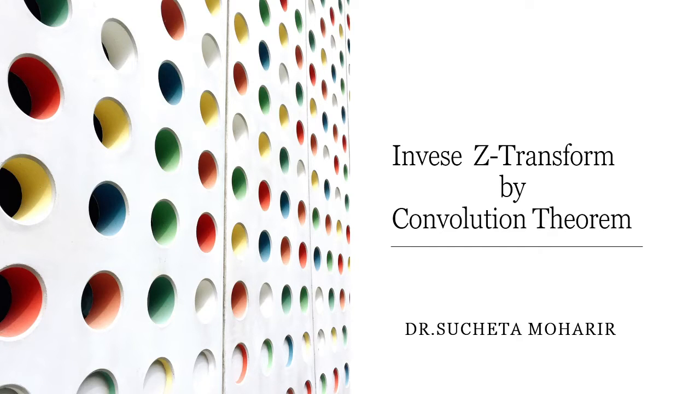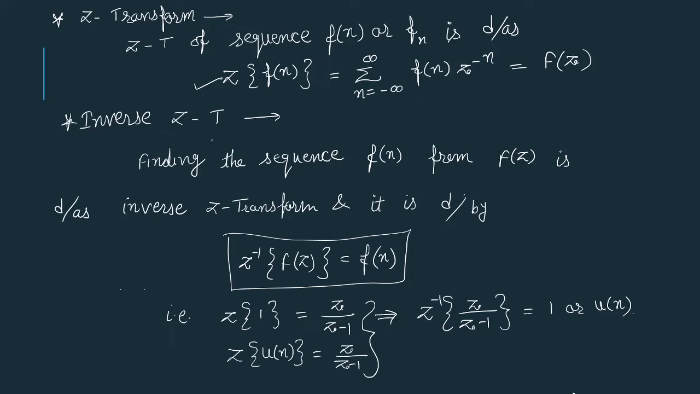Welcome you all to the video lecture on the topic inverse Z transform by convolution theorem. Now the Z transform is given by Z transform of f of n equal to summation n equal to minus infinity to infinity f of n z to the power minus n. Its value equals capital F of Z. Now the inverse Z transform is given by Z inverse of capital F of Z equal to f of n.